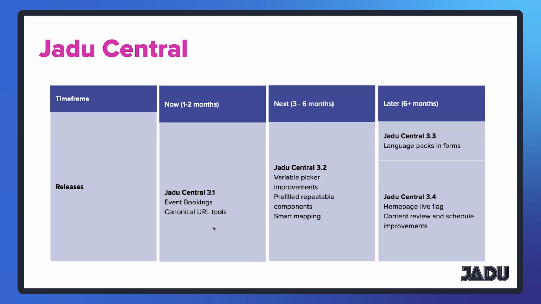I think that's been the case for quite some time, but just a heads up as you go through that release. We have in Jadu Central 3.1 a major update to event bookings, and we're working on some canonical URL tools. 3.2 and 3.3 should be around this year, with 3.4 probably slipping into next year, just for context.